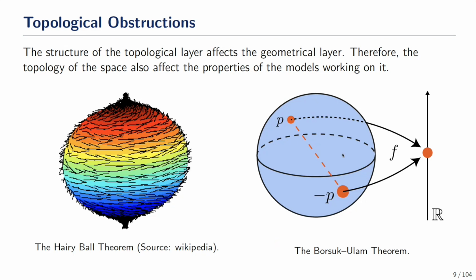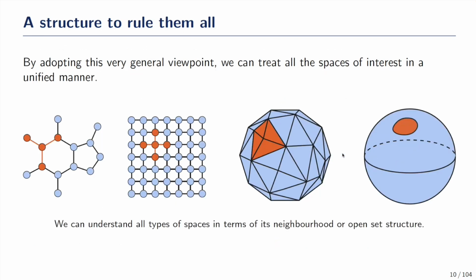So if you want to classify things on a sphere, for instance, you might want to be aware of these limitations that come from the topological layer. Now, what we're going to do is adopt the minimal structure we can assume about anything, and that's the topological structure. That's a universal way to talk about everything. So discrete or continuous, it doesn't matter.